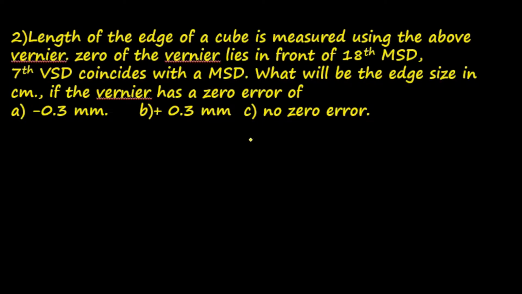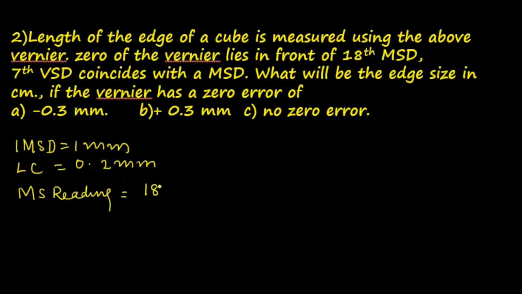So actually there are 4 questions here and it is stated that the vernier scale used is the vernier scale that is already mentioned in the previous problem. So we need the specifications from that problem. One main scale division is equal to 1 millimeter. Least count is equal to 0.2 millimeter. When measurement is taken, main scale reading is 18 millimeter. Vernier scale coinciding is 7th division and the least count is 0.2 millimeter.